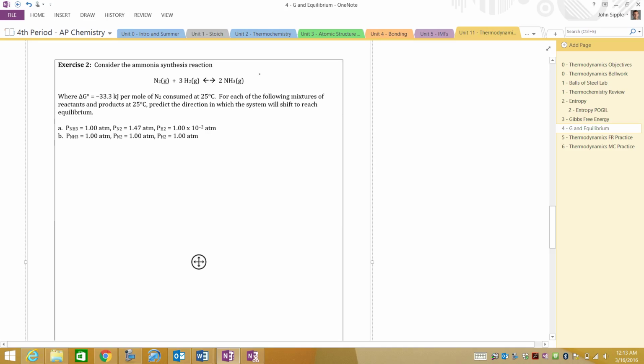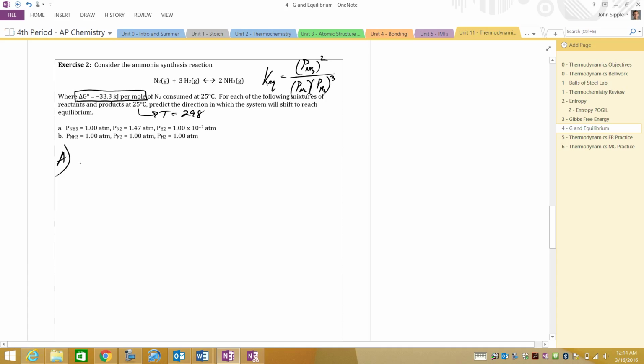All right, moving to our next exercise, number 2. There's our balanced equation. I'm going to write the K expression over here for later: the pressure of ammonia squared over the pressure of nitrogen gas times the pressure of hydrogen gas cubed. They give us a couple of scenarios, with delta G, and T is 298 for each of them. They want us to predict which way the reaction will go. We can just plug these in.